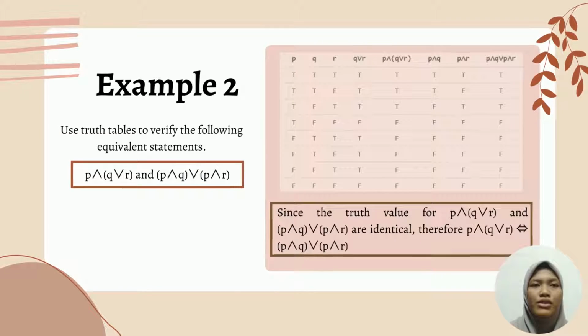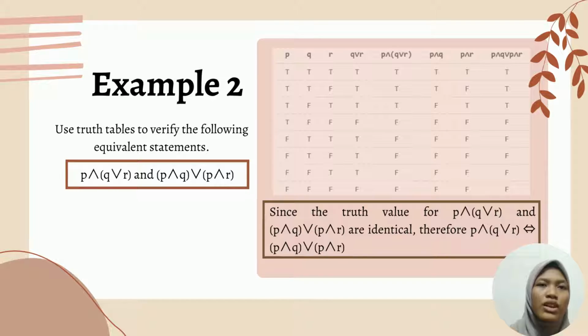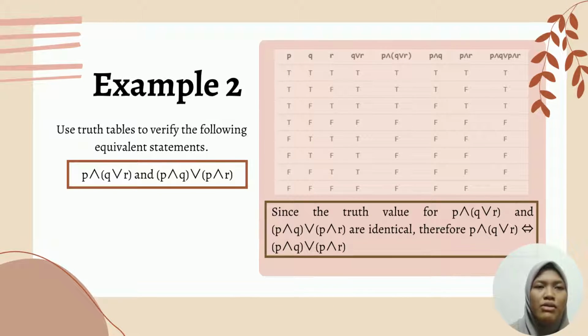The example for logical equivalence: consider that we need to use the truth table to verify the following equivalence statement. For example, we have the statements P and (Q or R), and (P and Q) or (P and R). Are they equivalent or not? Since the true values for P and (Q or R) and (P and Q) or (P and R) are identical, we can conclude that P and (Q or R) is logically equivalent to (P and Q) or (P and R).